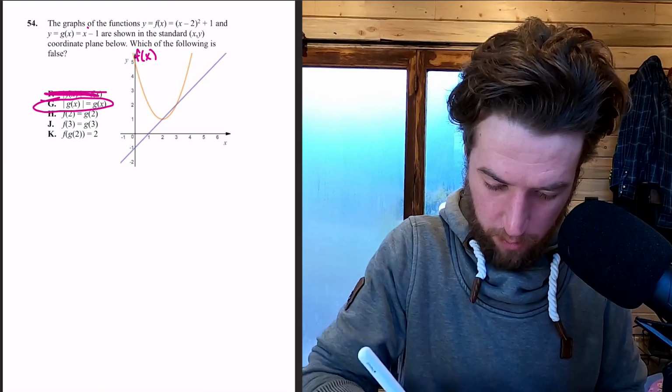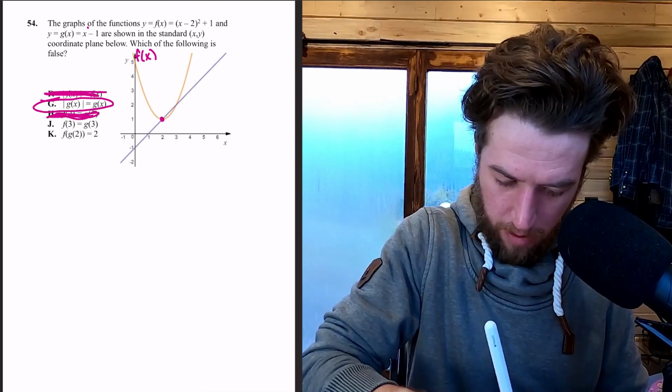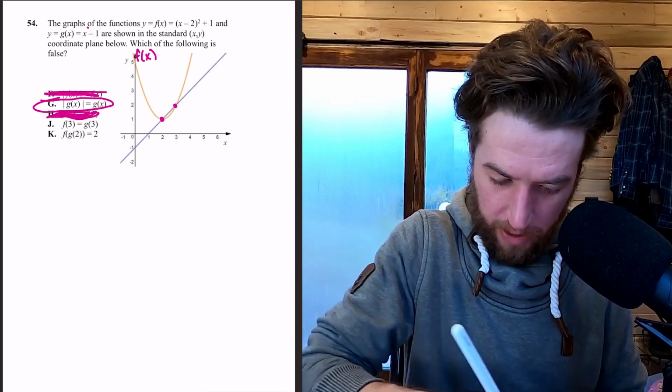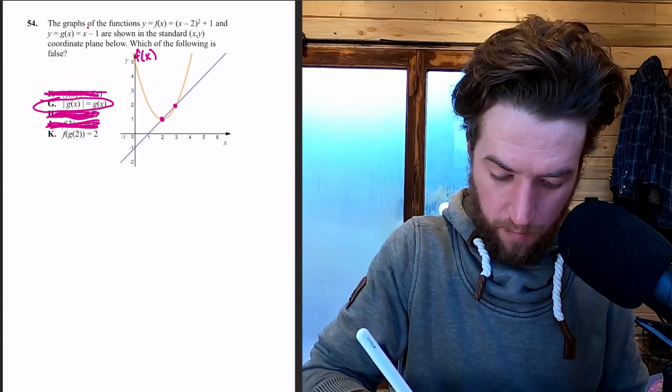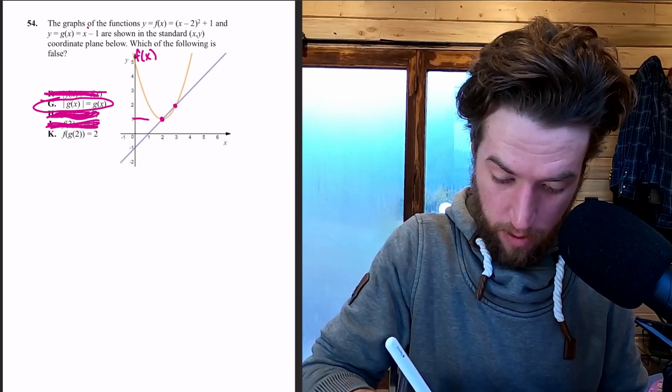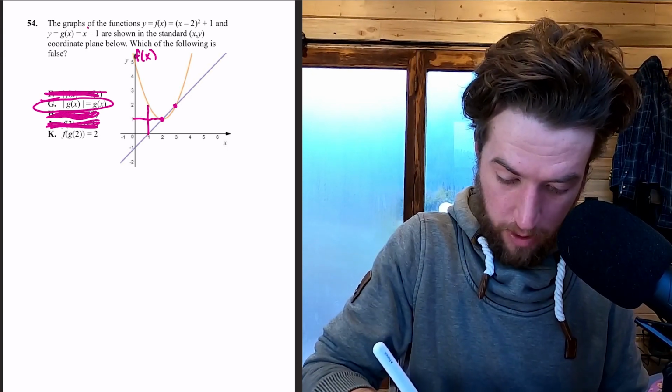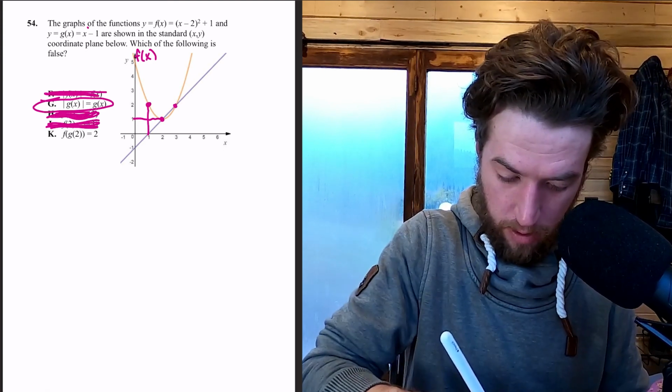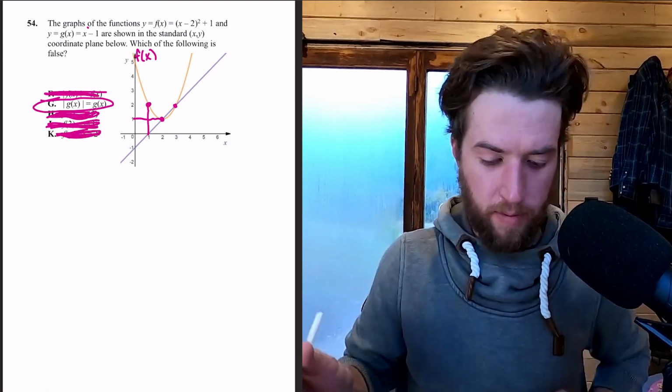Let's just check. Does f of 2 equal g of 2? Yep, so that's out. Does f of 3 equal g of 3? Yep, that's out. What's g of 2? g of 2 is 1, so f of 1 is 2. That's true, so it's out. Okay, answer G.